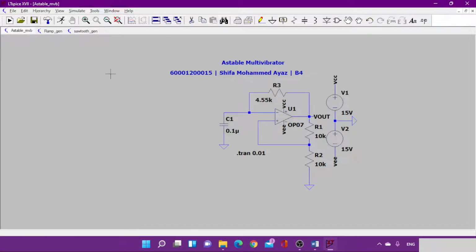So this is how my astable multivibrator looks like. Here is the positive feedback which is being fed to the output terminal. A capacitor is connected to the inverting terminal, and as I told you, according to the calculations, I've taken my R and C values. So now let's simulate this circuit and check the output.